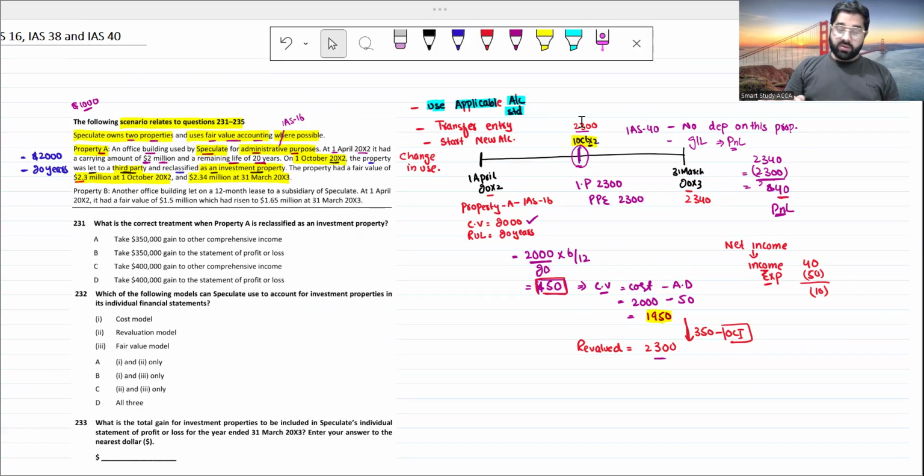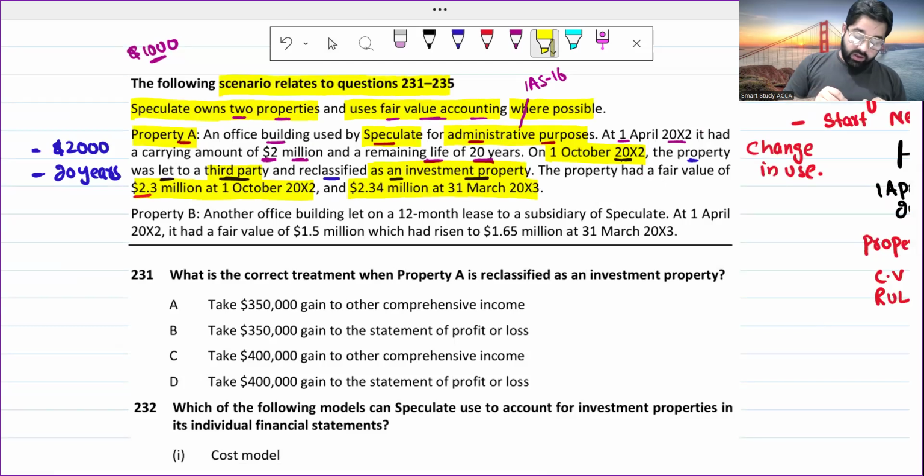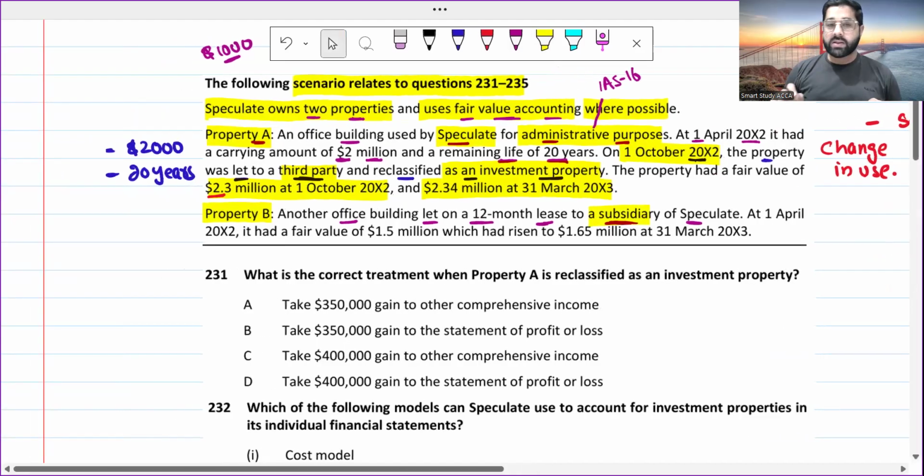Okay, so now let's move to para 2. They are talking about property B. Property B, another office building, is let on a 12-month lease to a subsidiary of Speculate. Now you guys might be thinking, what is meant by a subsidiary? Do you remember the concept of consolidation in your past or your basic study? If not, let me remind you.